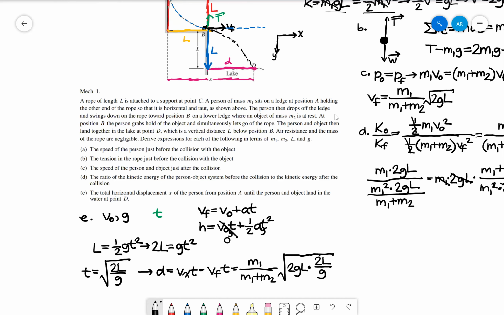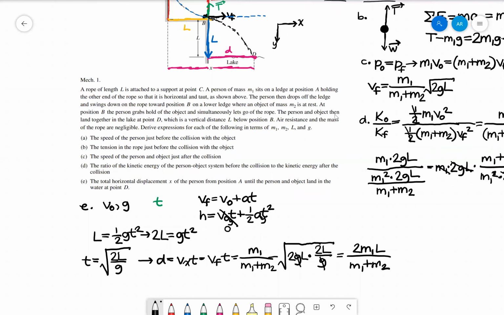And now we see that a lot of these terms end up canceling. G cancels, and this combines 2 times 2 is 4, and L times L is L squared. So we have the square root of 4L squared. So essentially our D is 2m1L over m1 plus m2.